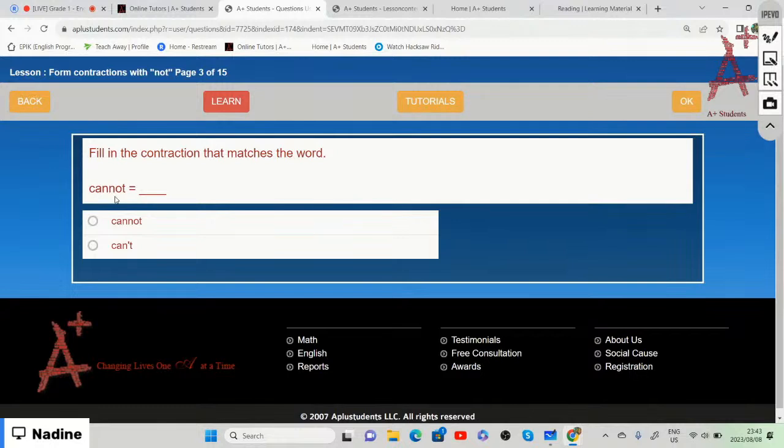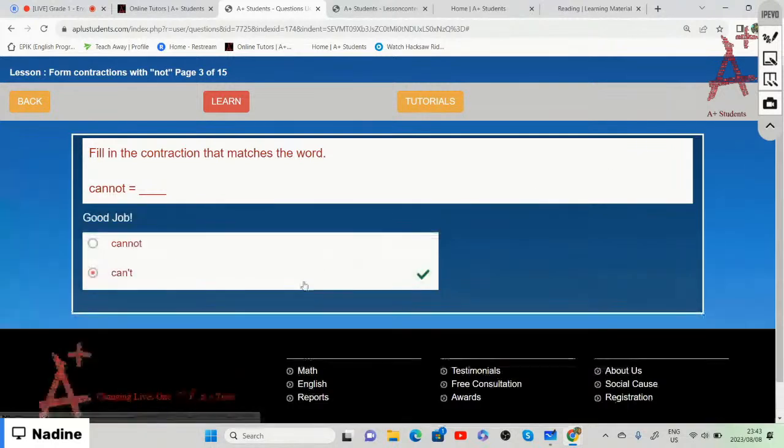Cannot. And remember, we always say that cannot is special. If we shorten cannot, then we can say it is can't. And we specifically say it's can't because cannot needs to be shortened, and in the first option it is not shortened.